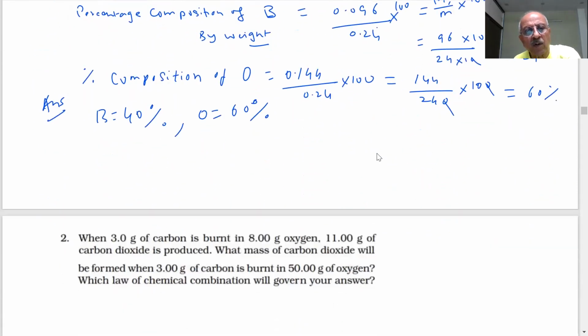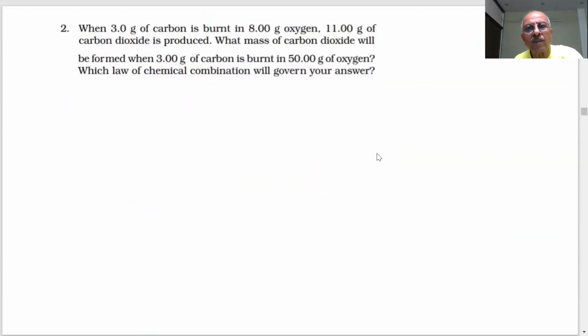Next question is on the screen, students. 3 gram of carbon is burnt in 8 gram of oxygen. 11 gram of carbon dioxide is produced. What mass of carbon dioxide will be formed when 3 gram of carbon is burnt in 50 grams of oxygen? Which law of chemical combination will govern your answer? You have 2 minutes to answer this question, students.